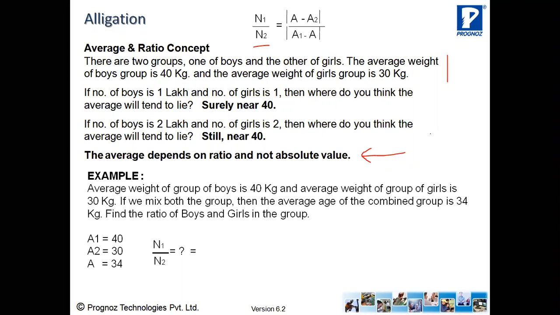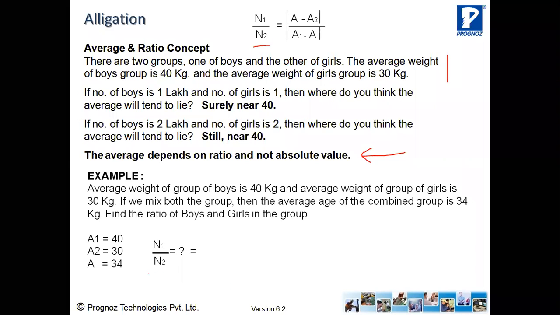Okay. Now, once we understood this, let's go to this example. Average weight of group of boys is 40 kg and average weight of group of girls is 30 kg. If we mix both the groups, then the average weight of the combined group is 34 kg. Average age नहीं, average weight होगा, ये गलत लिखा हुआ. Find the ratio of boys and girls in the group. Ratio means N1 boys and N2 girls है, तो ratio will be N1 by N2.